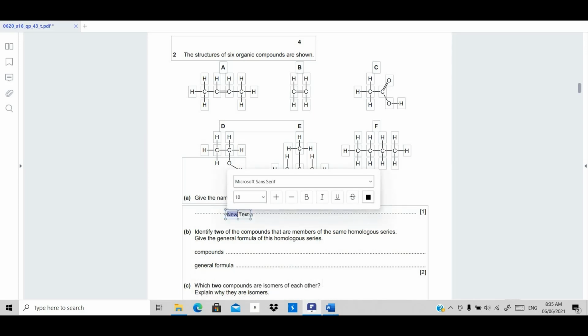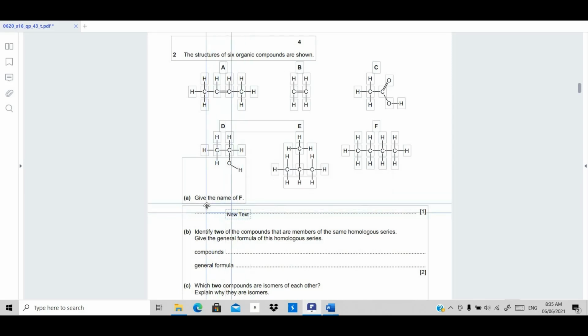One minute, guys. Let me just align it properly. You can see the answer: butane. You need to be thorough with organic chemistry for these types of questions.